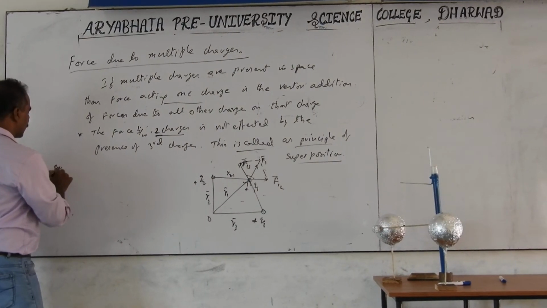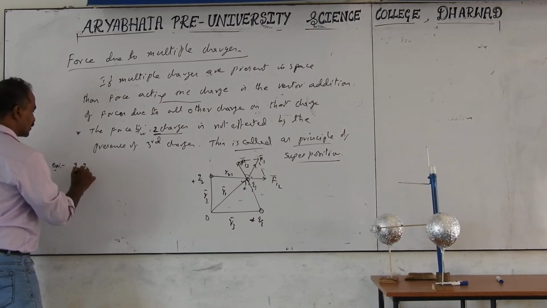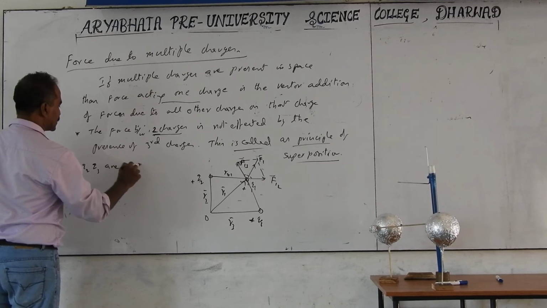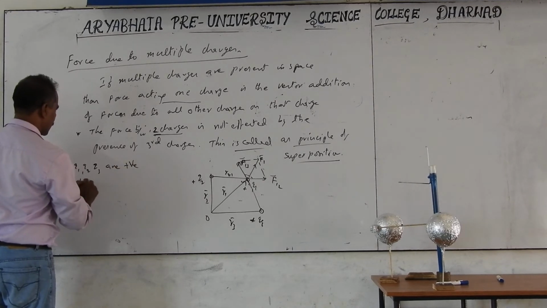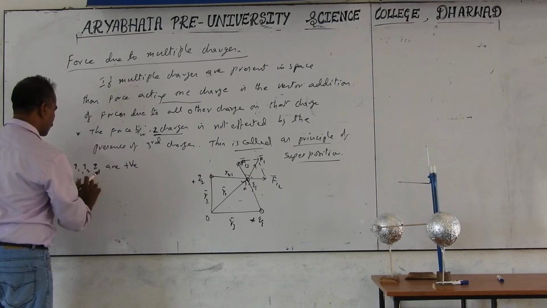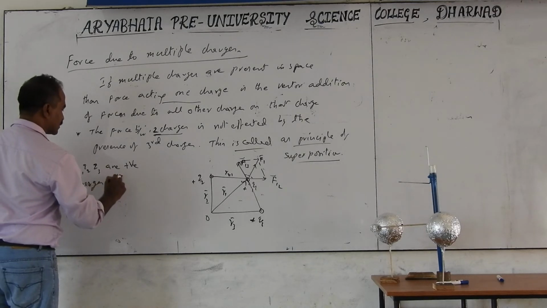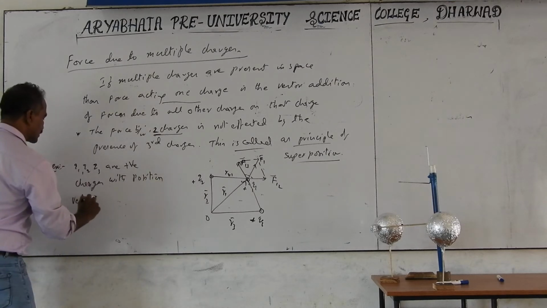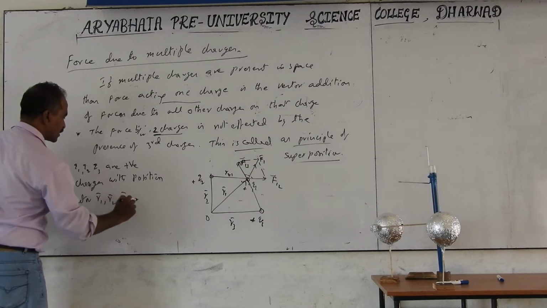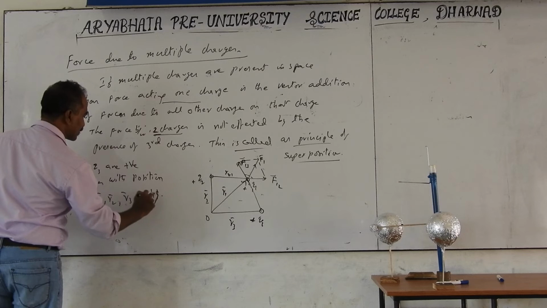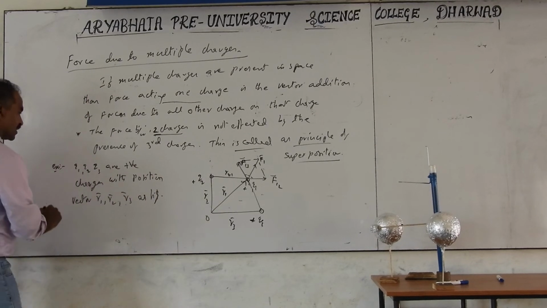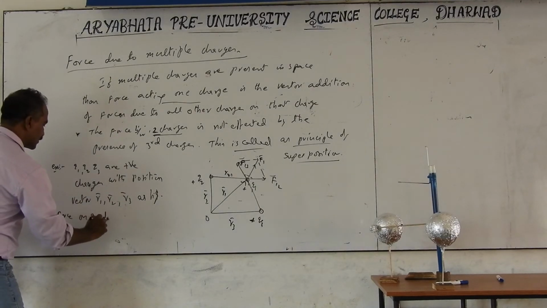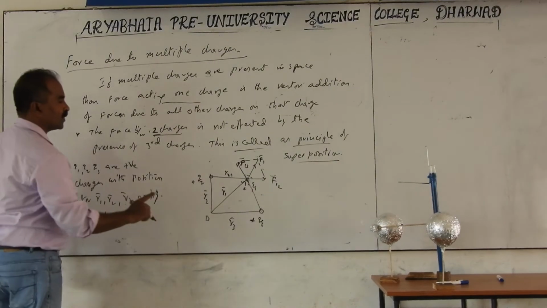Next example or explanation of this. Q1, Q2, Q3 are positive charges with position vectors R1 bar, R2 bar, R3 bar, as in the figure. What is the force on Q1 because of Q2 and Q3? On Q1, the force on Q1 due to Q2.